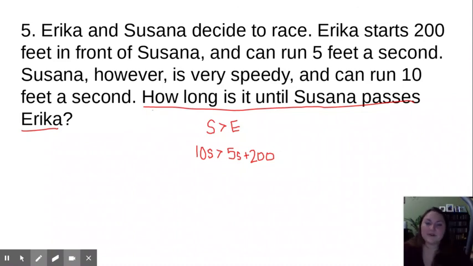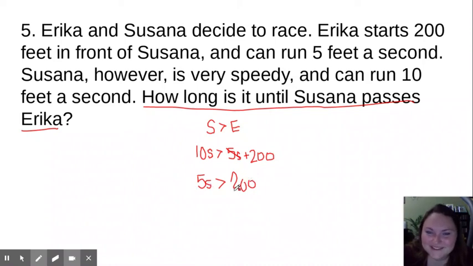All right. Well, if we want to solve this inequality, since the number's on this side, I'm going to bring s, our variable, to this side by subtracting 5s on both sides. I'm not going to write that down. I'm just going to write what we get when we do that. If you subtract 5s on both sides, that would cancel the 5s. And subtracting 5s from 10s is going to leave you with 5s is greater than 200.